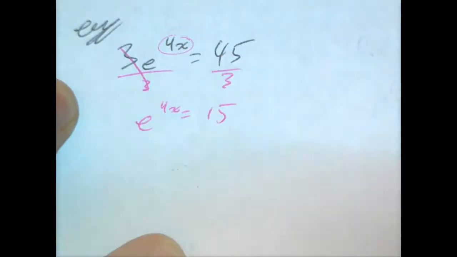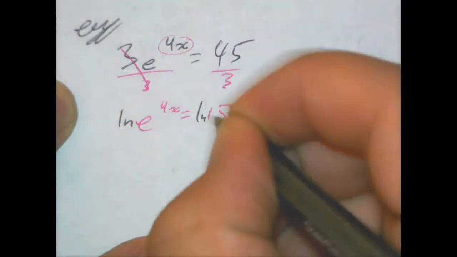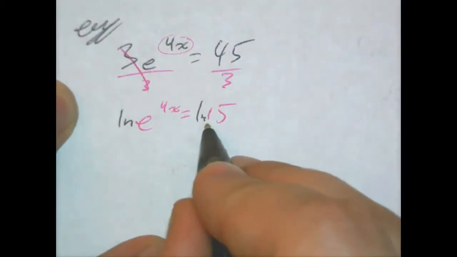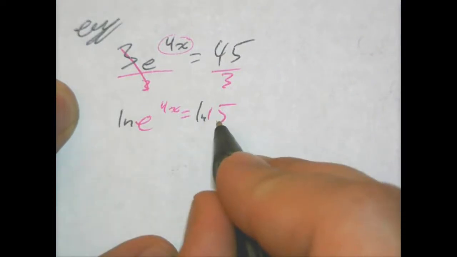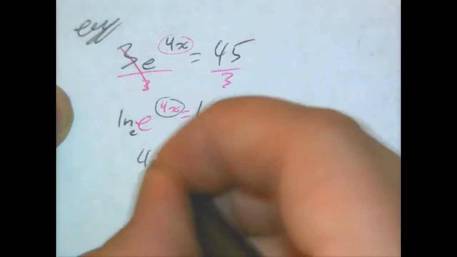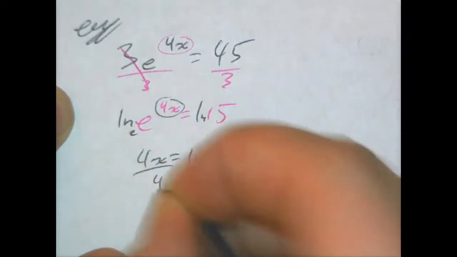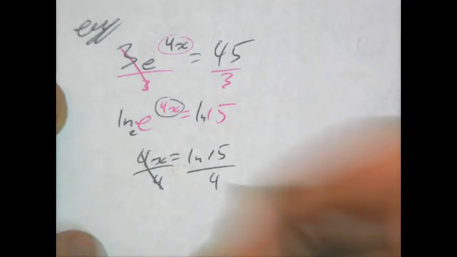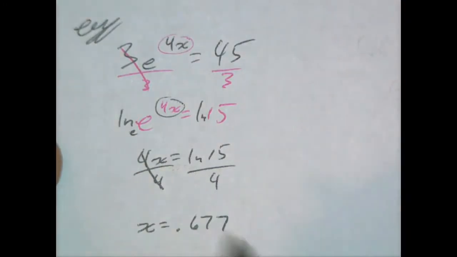And now what I can do is, since I know the bases of the natural log are the same, then the insides must be equal, which is where I just came from. But here, check it out, that base is e, so this side is equal to just 4x, so I have 4x equals natural log of 15. And then it's just a matter of divide by 4, and x equals ln of 15 over 4, which will give me the decimal 0.677.